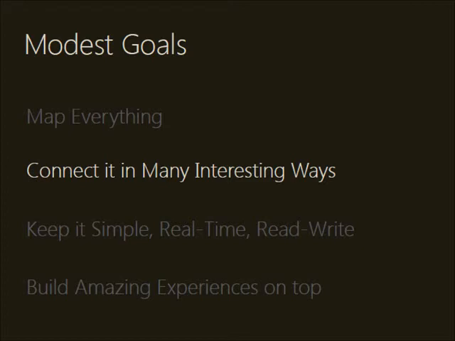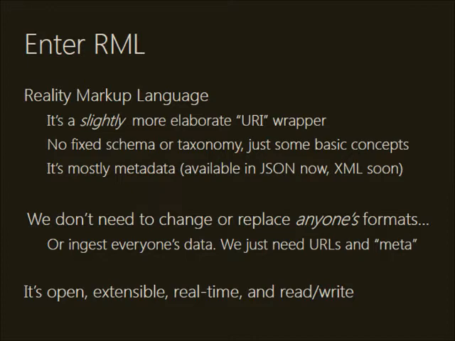Okay. So RML stands for Reality Markup Language. It's just a slightly more elaborate wrapper around UI. There's no fixed schema or taxonomy. We have an initial stab at it, but we're happy to evolve it and change it as it needs to be. And in fact, we're going to leave it open for people to add their own JavaScript in it, and we'll store it. If you want to add new fields, we will just store those fields in our database, and you do whatever you need to do with those.